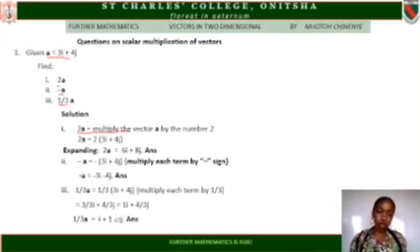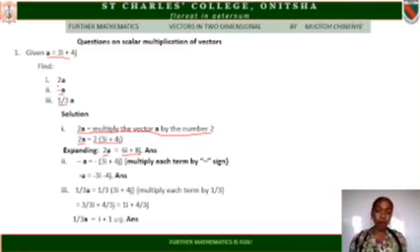Now for us to do that, we are going to have 2 in brackets. Our vector A as given is 3i plus 4j. So by expanding, 2 vector A is equal to 2 times 3i, which gives us 6i, and 2 times 4j, which gives us 8j. So 2 vector A is the same as 6i plus 8j as our answer.